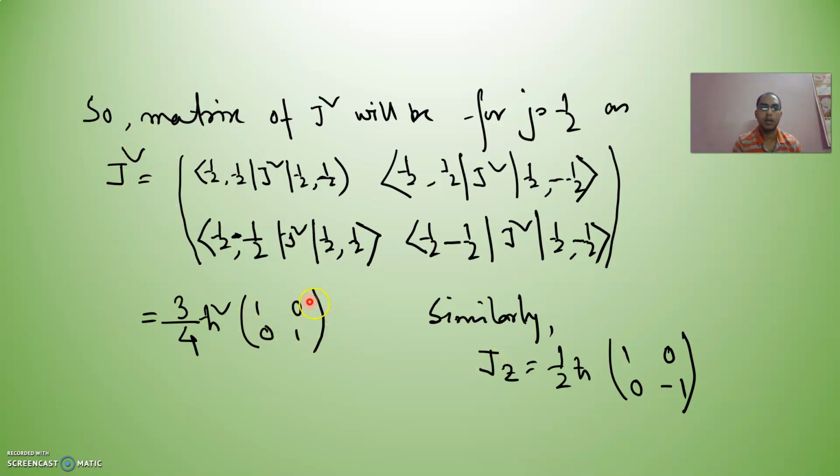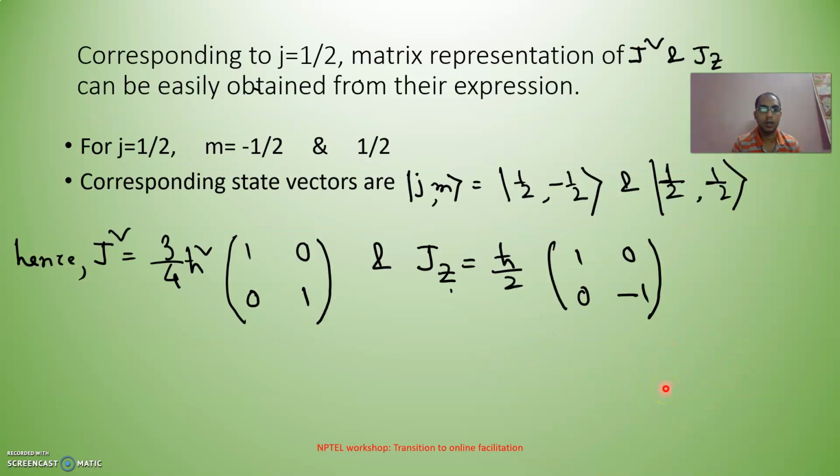Here you see all these matrix elements are real numbers. Similarly, proceeding in the same way, we can obtain the matrix element of jz for j equal to half. Remember, we have already obtained the matrix elements of j square and jz for j equal to 1 also. Here we specially deal with j equal to half because we are to obtain the Pauli spin matrices. So jz is equal to half h bar times the matrix 1 0 0 minus 1. Here also the matrix elements are real numbers. Therefore for j equal to half, we have the matrix representation of j square and the matrix representation of jz.